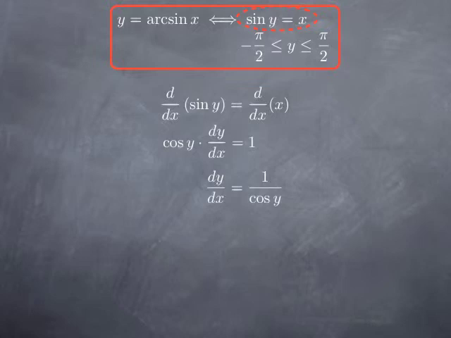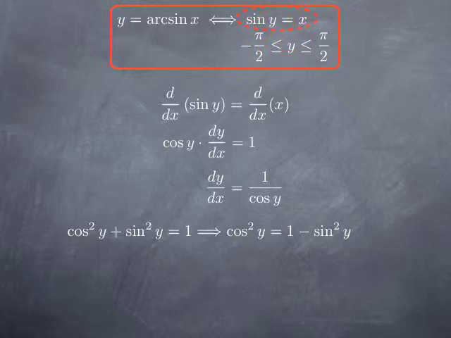So what can we do? Well, cosine squared plus sine squared of y is 1, and therefore cosine squared y is just 1 minus sine squared y. So I could rewrite things in terms of sine squared y, and the reason why we do that is because, as you can see here, sine y is equal to x. So cosine squared y is really 1 minus x squared.